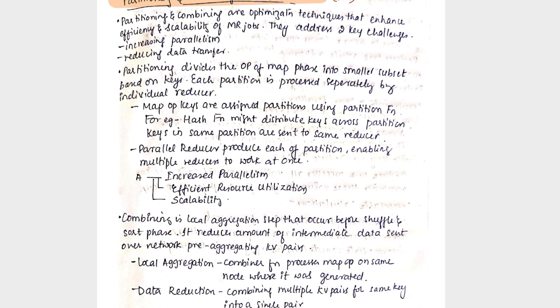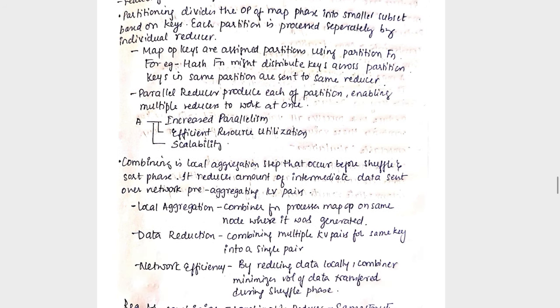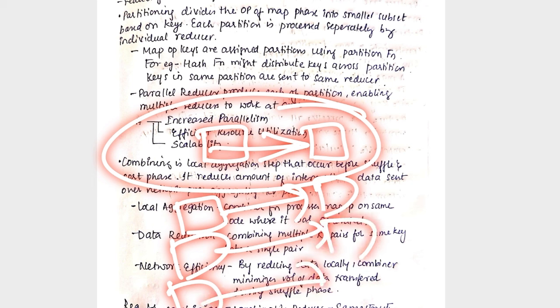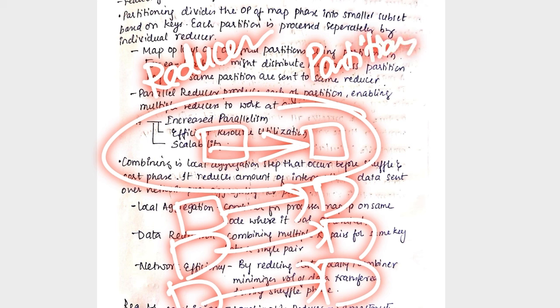Looking at how partitioning works, firstly we map the output keys to partitions using the partition function. Partition function could be anything. It could be a hash function. A hash function might distribute the keys uniformly across the partitions. So the keys in the same partition are sent to the same reducer. Next we have parallel reducers. Here each reducer will process one partition, and it will enable multiple partitions to work simultaneously. So multiple reducers are processing multiple partitions here, right?